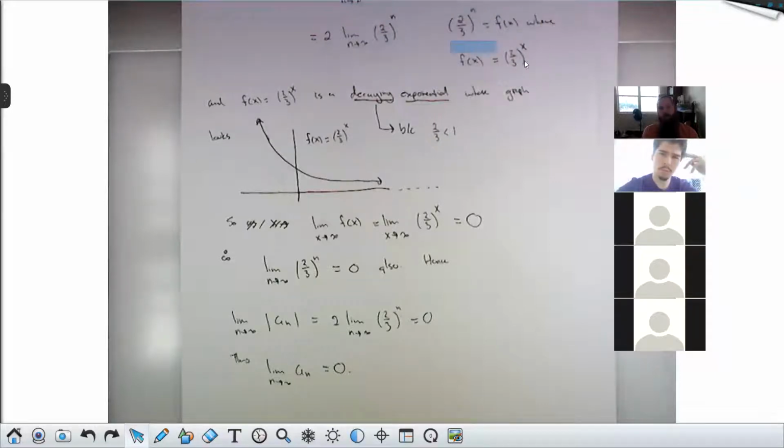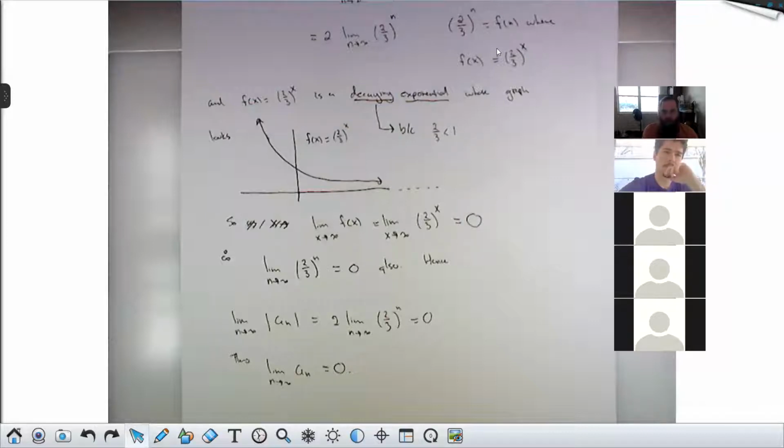So I go, okay, well, what would that function be? I just swap the n for an x. That function is 2/3 to the x. Do I know anything about that function? Oh yeah, in my algebra classes, I learned that if you have an exponential function where the base is smaller than 1, that's a decaying exponential. So its graph has to look like this. From the graph of this function, I can see that the limit as x goes to infinity of that function is 0.